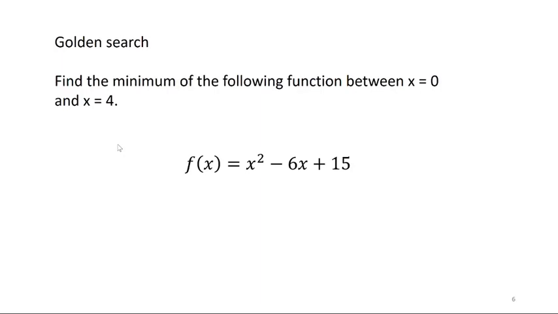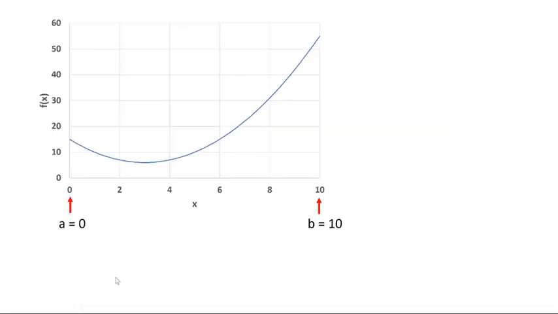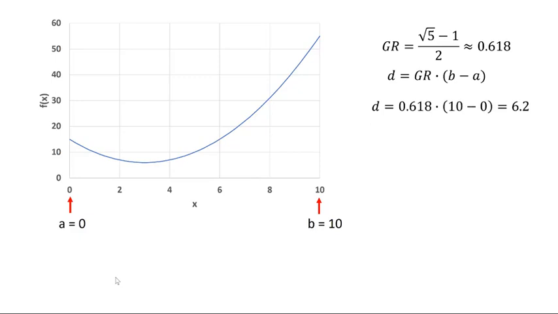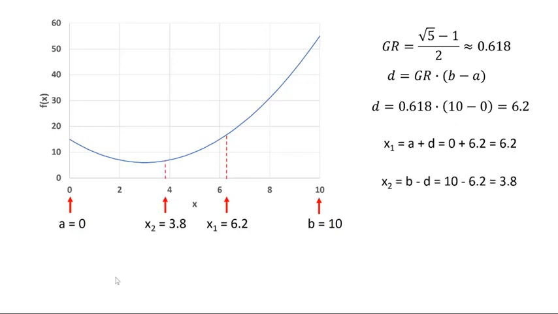We want to find the minimum of the following function between x equals 0 and x equals 4. So I've got a is 0, b is 10. That's our lower and upper bounds. Next, we calculate the golden ratio, which is about 0.62. We calculate d, which is 0.62 times the interval b minus a. So in this case, that's 6.2. We then calculate x1. x1 is a distance d above a, so that's equal to 6.2. We then subtract d from b to calculate x2. That's about 3.8.